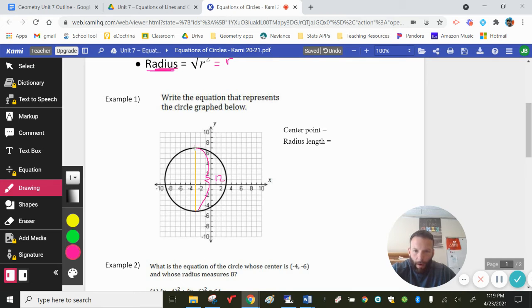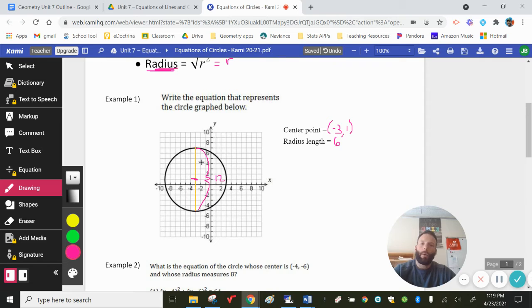Okay, so if I cut that in half, then I would have 6 on either side, and right here would be the point that represents my center point. So I know that my radius length is 6, and the coordinates for the center point is the coordinates of this point right here, which has an x value of -3 and a y value of +1. So my center point is x is -3 and y is +1.